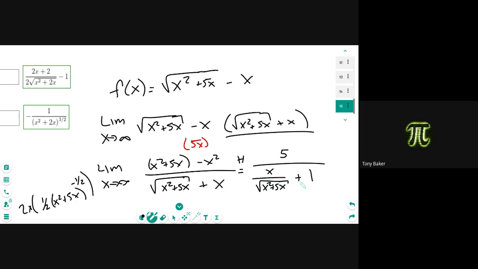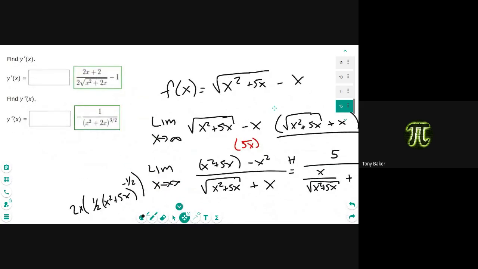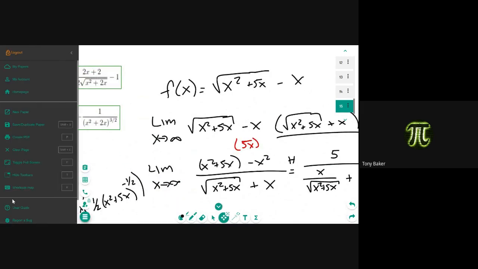So this ends up going to 1 because this goes to 0. Which one goes to 0? Why is the answer 1? Hold on. Hold on a second. Something's up in this one. Oh, wrong paper.